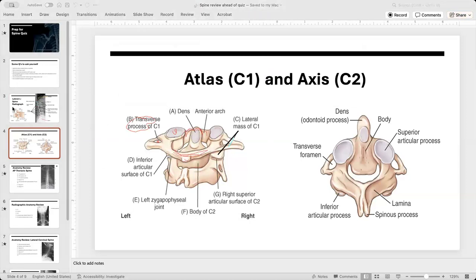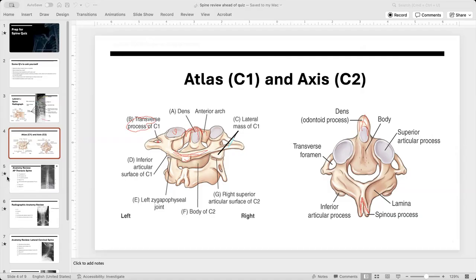Here we go. Let's see what else we want to point out. C2, though, the axis that we see here, has a body and it's right there. The dens, this is what we saw right here, being surrounded by the anterior arch of C1. C2 does have that spinous process, but remember, if you ever see a spinous process that's split into two, you're looking at the C spine. That's the only place in the spine that does that.